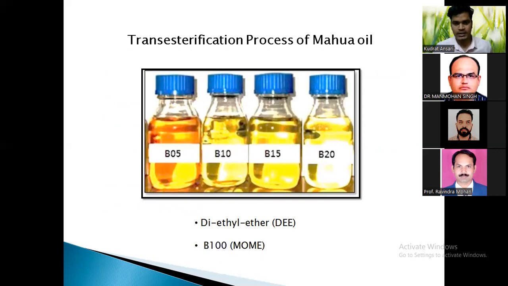We have taken 4 containers purchased from the local market, and the blended fuel mixtures are taken as B05, which means 5% mahua blend and the remaining 95% pure diesel, and B10 means 10% blended biodiesel from mahua oil and 90% natural diesel, and similarly B15 and B20.